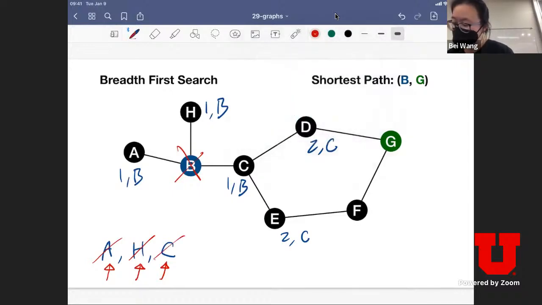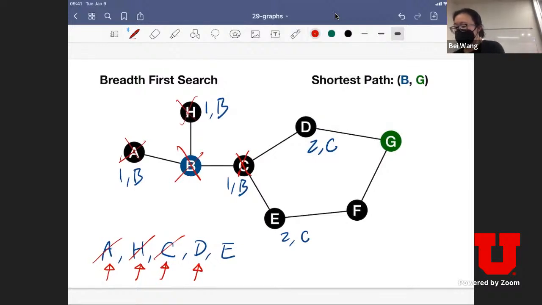But then I'm going to add a new node to the order. So I'm going to say it's D and it's going to E. Since I have already taken care of, well, let me actually cross this out, I've already taken care of A, B, C, and H. The next thing in my list is I want to look at D.